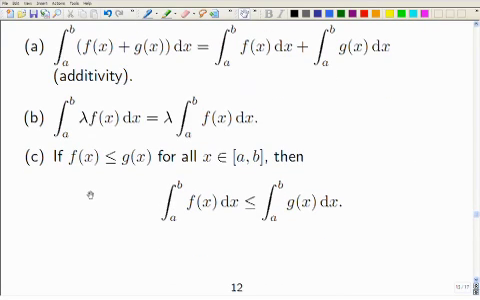If you've got a function f less than or equal to a function g, and they're both integrable, then you get the usual estimate on the integrals. Remember, a is less than b here.